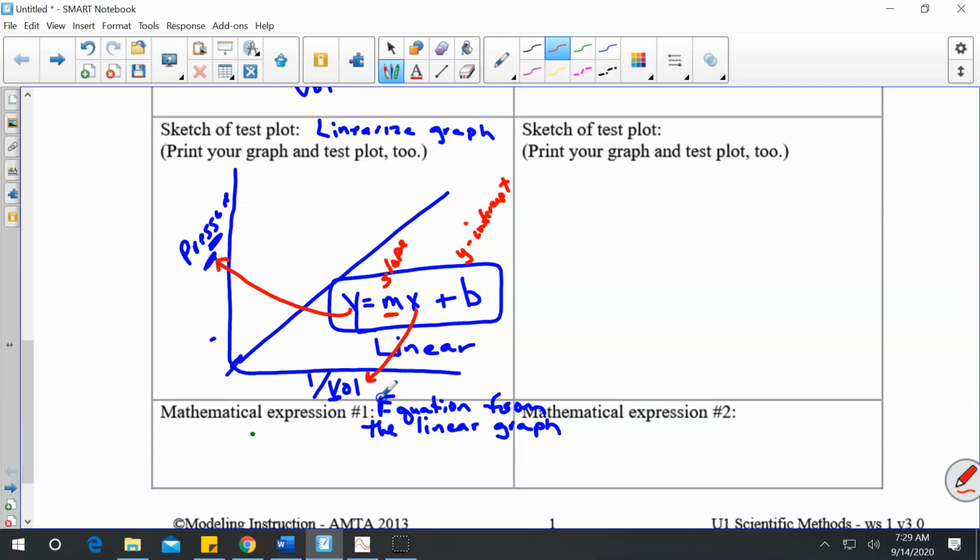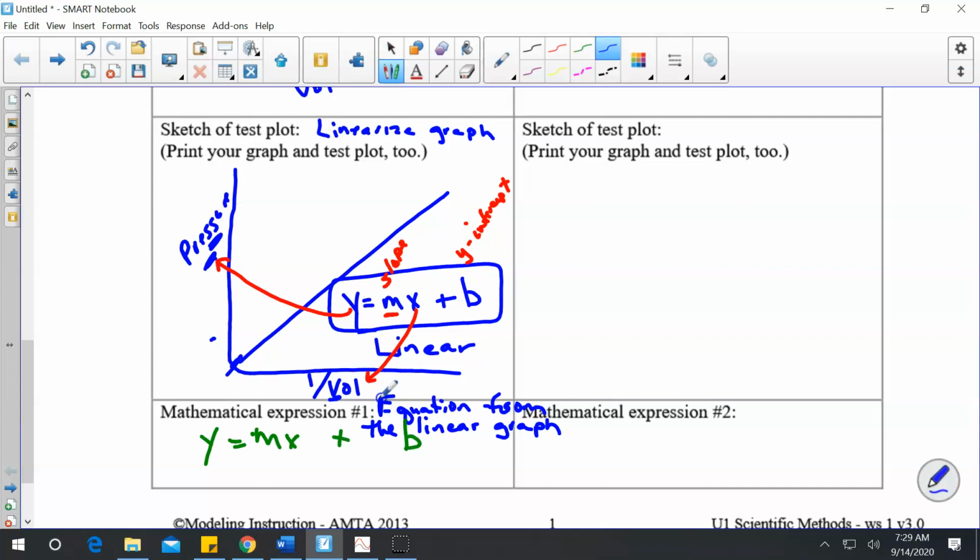Okay, now I'm not going to go back to my other screen where I had my graph. I remember what my values for slope and y-intercept were. So I'm going to write down the equation. So my equation, and I'm going to just put that down here, y equals mx plus b.